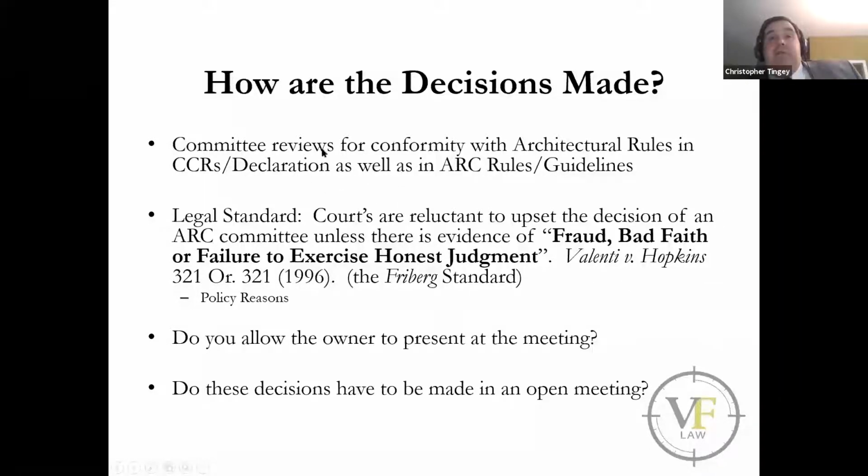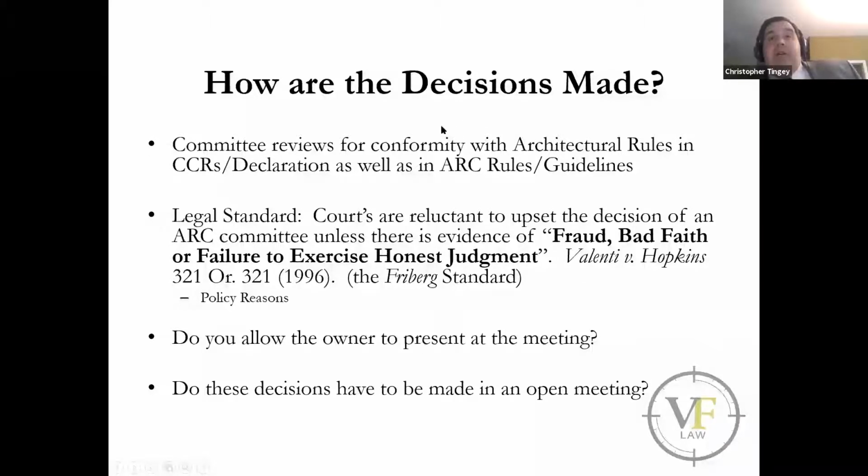The Architectural Review Committee reviews for conformity with the architectural rules. So your documents will say if you can make variances or not, if your documents don't allow a variance from the architectural rule. So let's say the CC&Rs say no pink houses.